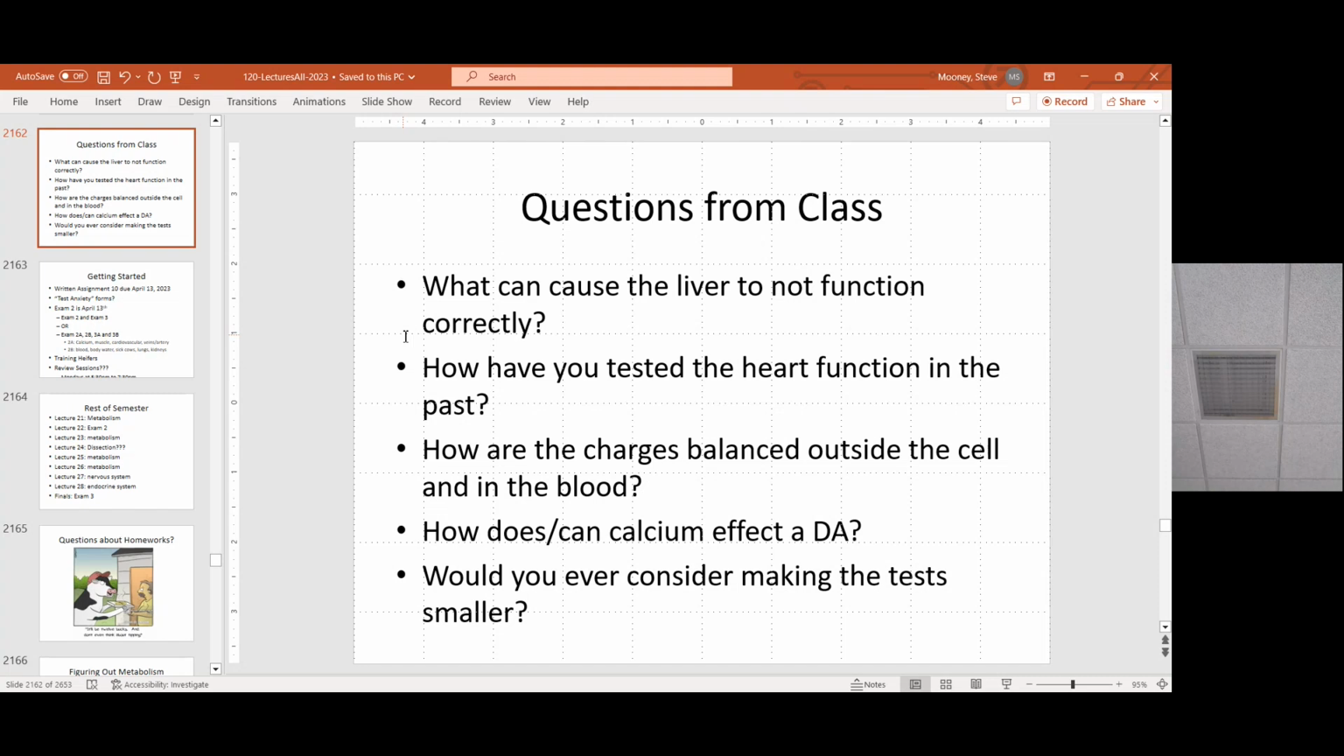And then the last question, would you consider making the test smaller? I have in the past. We've had 5 tests or split up the remaining tests for the rest of the semester at the request of students. So I sent you, did anybody see that announcement in there? Have you had enough time to think about that?